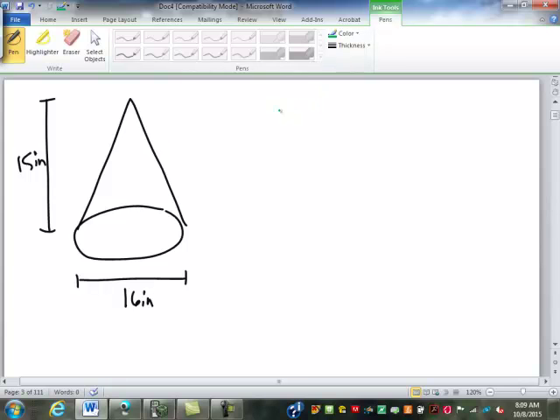This is basically a pyramid. So to find our volume, it is the volume of the related cylinder divided by 3. Yep. So we've got to find the area of the base, which is pi times 8 squared. Where did the 8 come from? Half the 16. Very good.